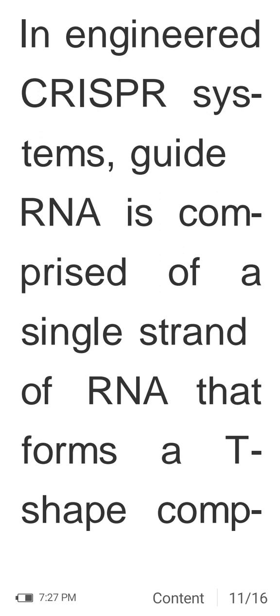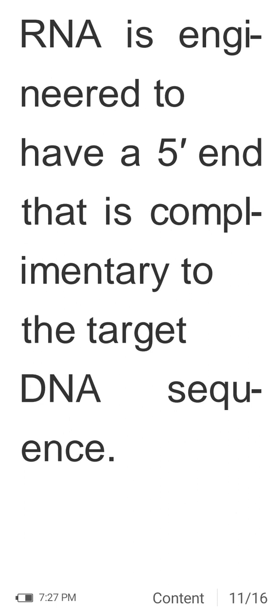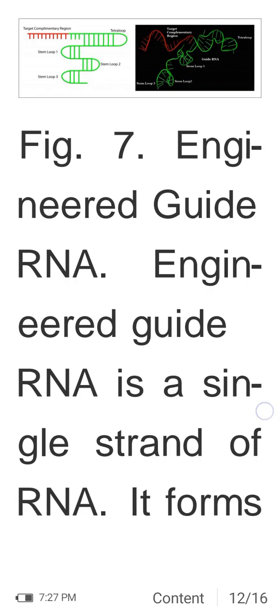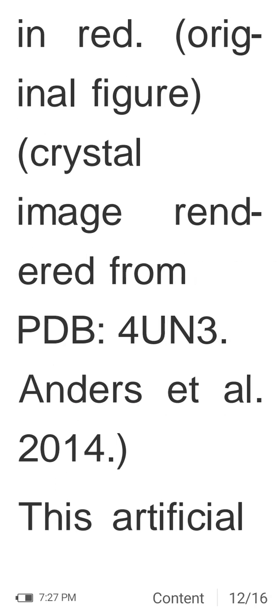In engineered CRISPR systems, guide RNA is comprised of a single strand of RNA that forms a T-shape comprised of one tetraloop and 2 or 3 stem loops. The guide RNA is engineered to have a 5' end that is complementary to the target DNA sequence. Target complementary region is shown in red.